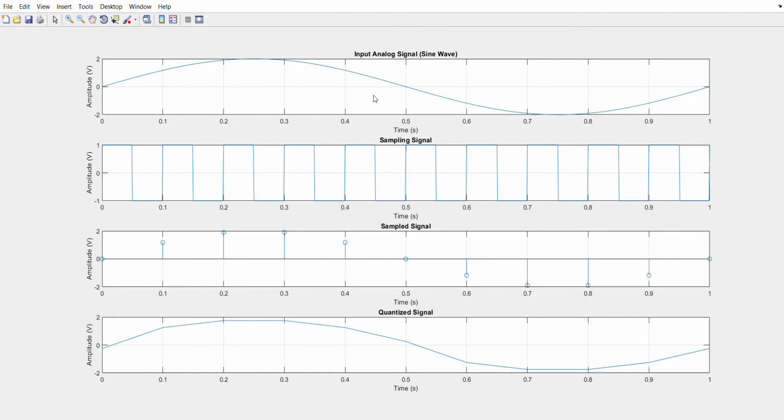Here we have the plotted graph for n equals 2 and a sampling frequency of 10. This is the input analog signal, the sampling signal, the sampled signal, and the quantized signal. Since the sampling rate is 10, it can be seen that there are 10 samples here.